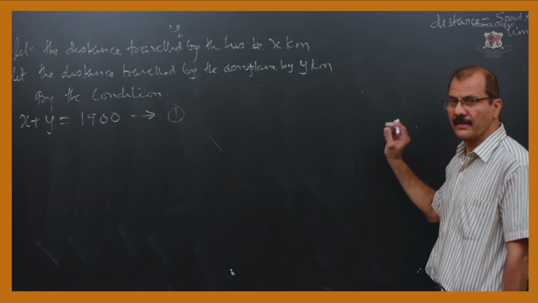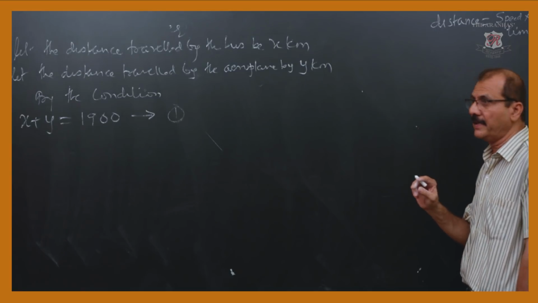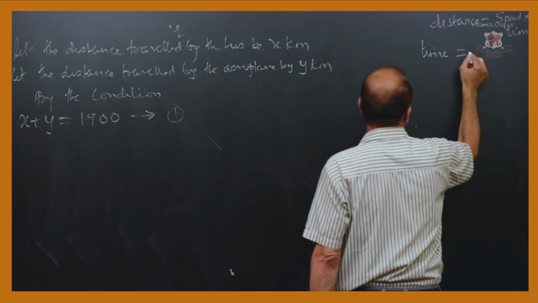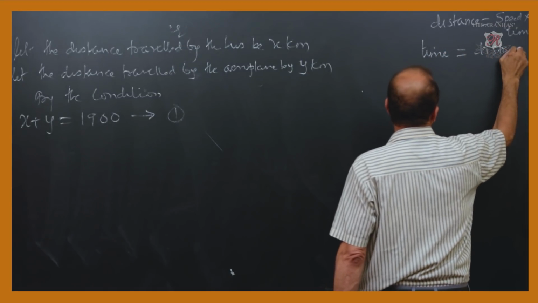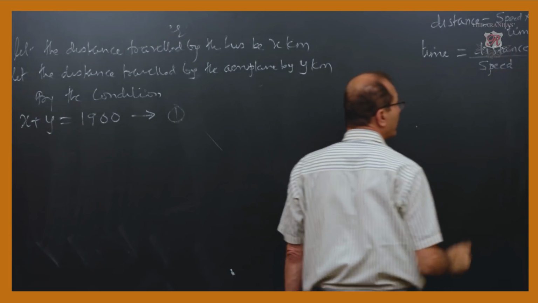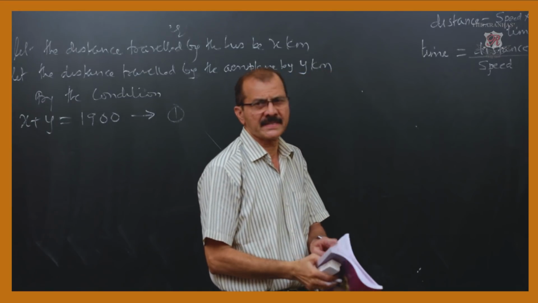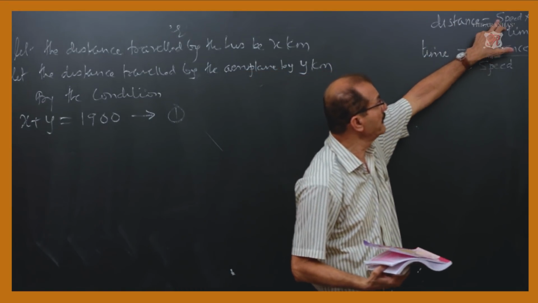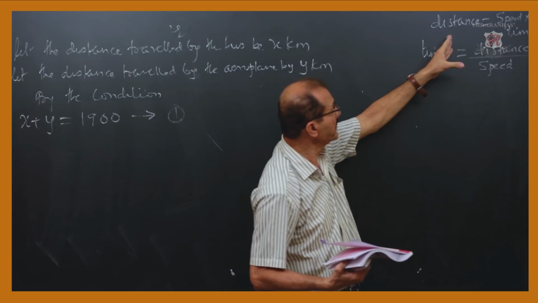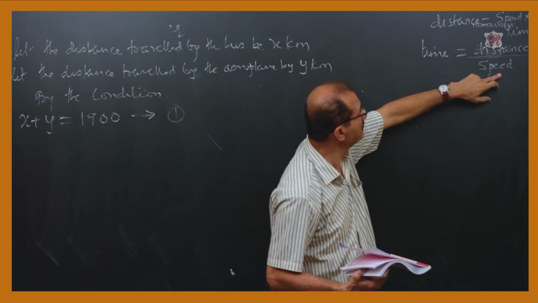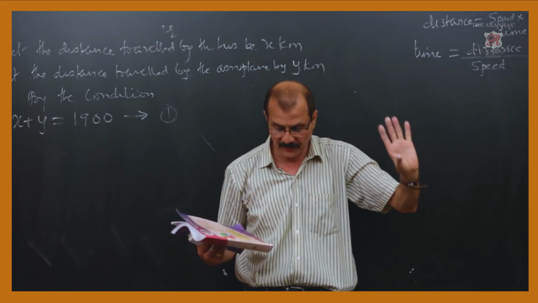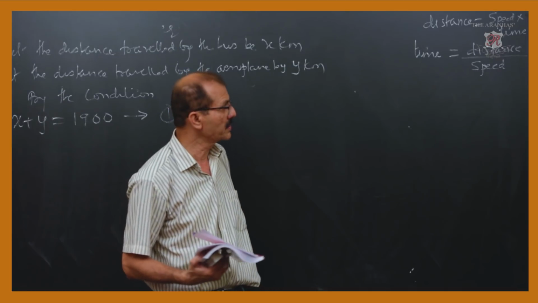So, from this what I will derive is time is equal to distance upon speed. Both the formulas are the same here. Distance is equal to speed into time. So, what I did, I kept the time over here, dividing by speed. So, distance upon speed gives me time. So, this formula we are going to use for the second equation.